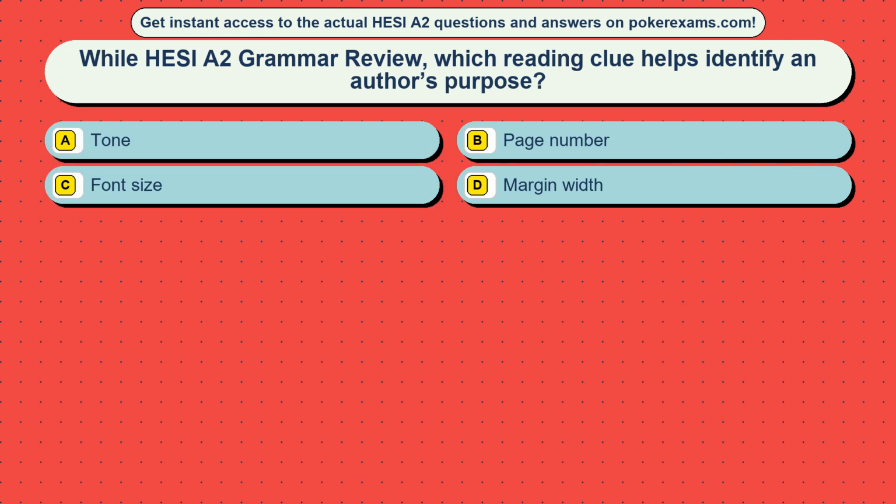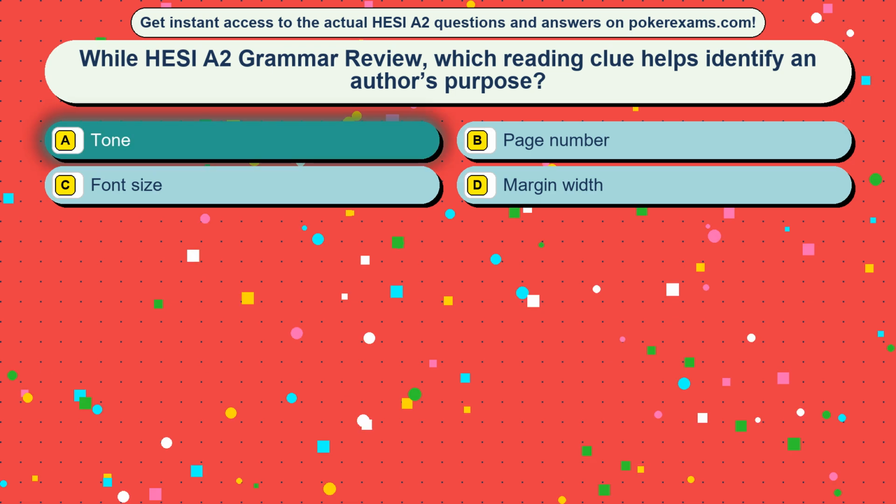Question 37. While HESI A2 Grammar Review, which reading clue helps identify an author's purpose? Option A tone, option B page number, option C font size, option D margin width. The correct answer is option A, tone.